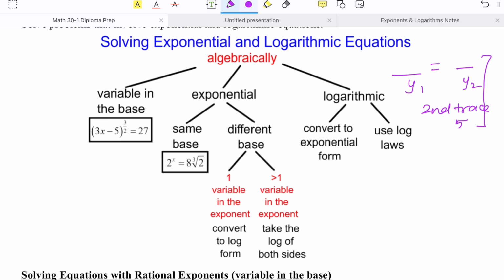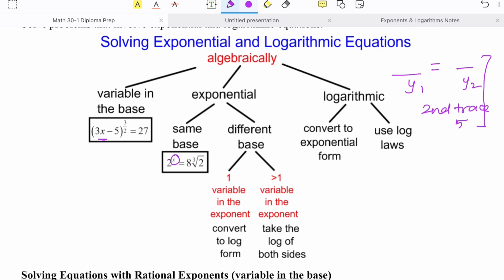But when you're using algebra, there are three different ways you can do it. If there is a variable, there are three different questions that can come with it. Variable in the base, like x is in the base over here. Same base, and you need to figure out what your value of x is. One variable in the exponent, and more than one variable in the exponent.